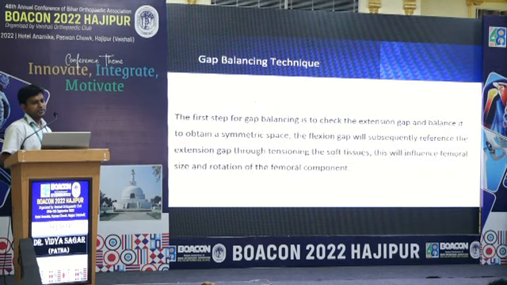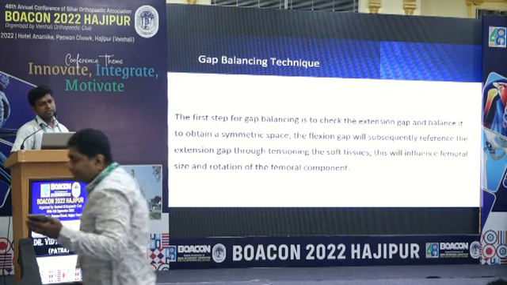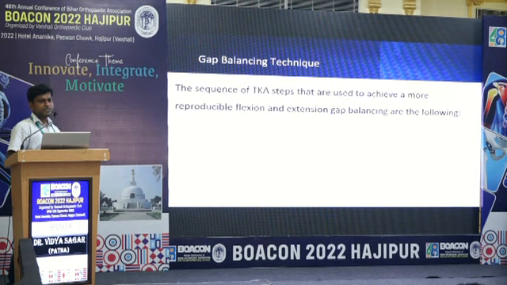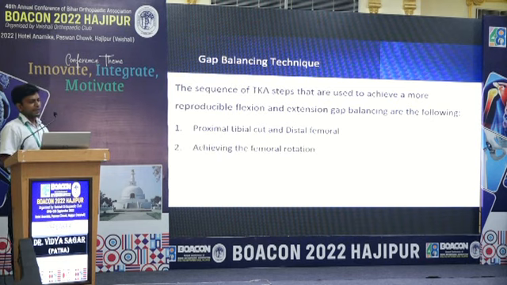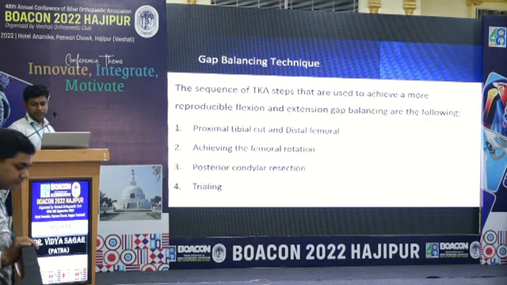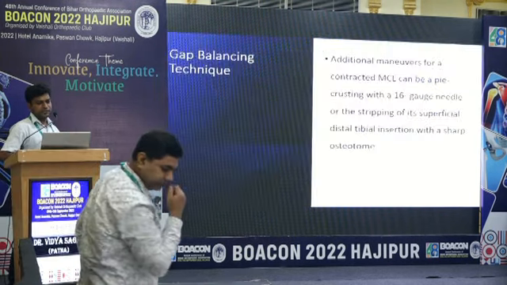The first step for gap balancing is to check the extension gap and balance it accordingly to get a symmetrical space. The sequence can be removal of osteophytes, then the proximal tibial cut and the distal femoral cut. According to that distal femoral cut, achieving the femoral rotation, and then the posterior condylar resection, and then the trial. I used to prefer denervation of the patella.